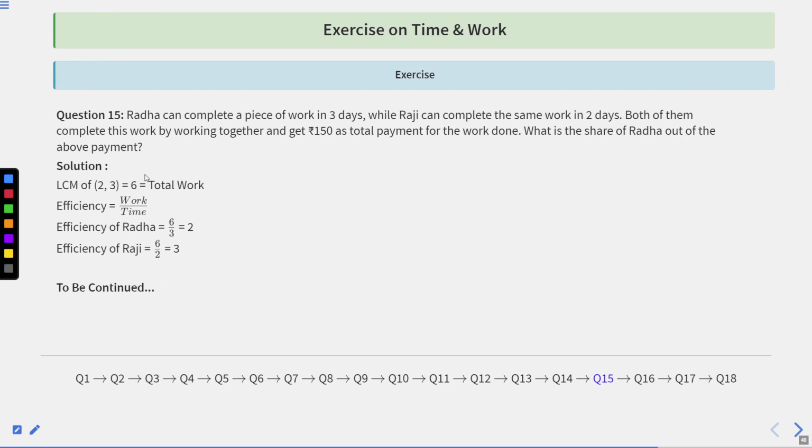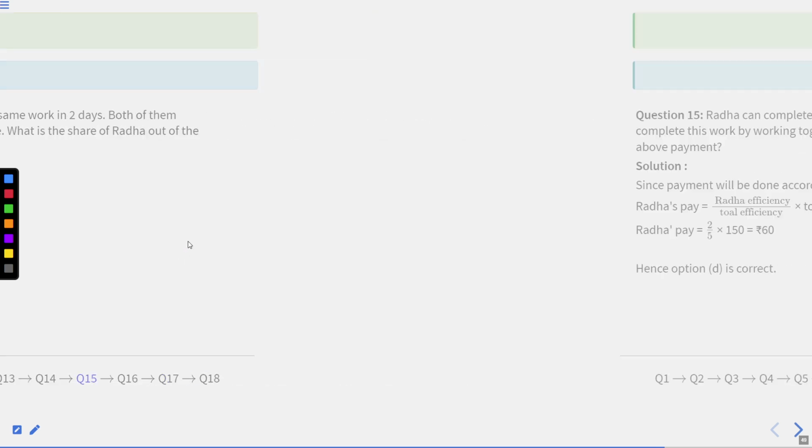So the LCM of 2 and 3, that is 3 days and these 2 days, is 6, and it is equal to the total work. The efficiency is equal to work upon time. This formula is already seen by us. So the efficiency of Radha will be equal to 6 upon 3, that is 2, and the efficiency of Raji is equal to 6 upon 2, that is 3.